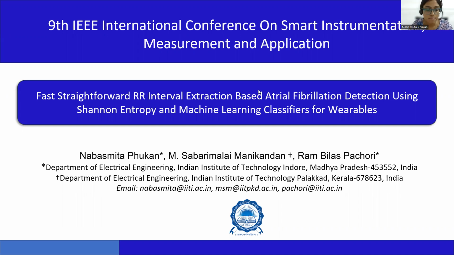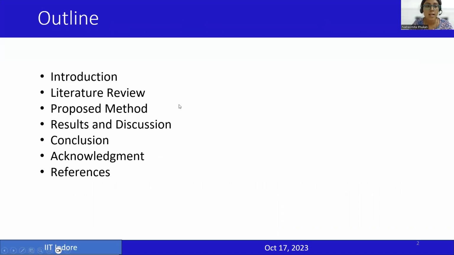The outline of my presentation is as follows. I'll talk about what is atrial fibrillation in the introduction, followed by the literature review and proposed method, results and discussions, and the conclusions. Then it is followed by the acknowledgement for the work and the references.